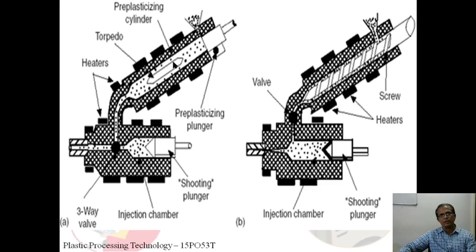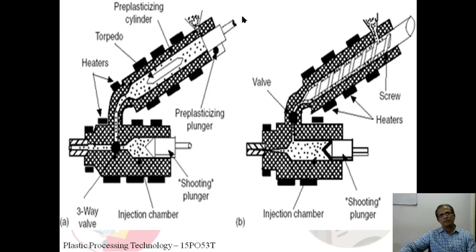material. The torpedo is here in the middle and the molten material is going to move here, and one more arrangement is there. Then this material will be pushed by this, and the mold will be on this side. So these are the two stages shown.